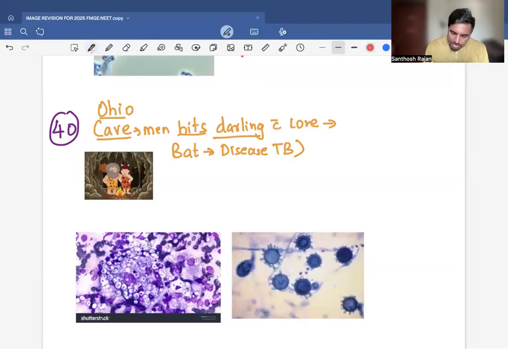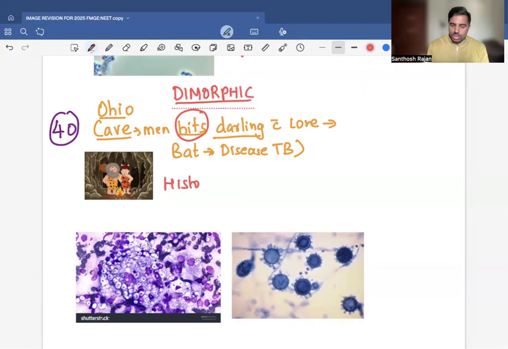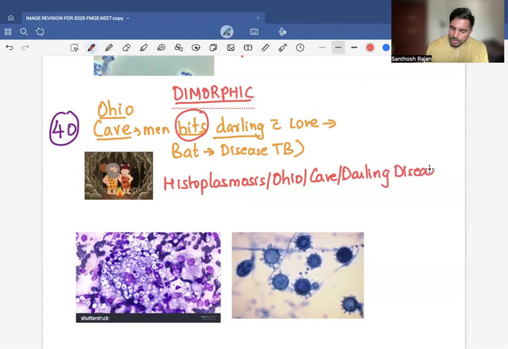The disease name starts with HIT, so it is Histoplasma. Now we are all talking about dimorphic fungi. Of course, Sporothrix also we did. Now all the dimorphics. Histoplasmosis, the disease. We call it Ohio disease, caves disease, or darling disease. Everything is the same. They can ask you anything. These are all the other names. In the cave he was trying to hit, and the disease is usually spread by the bat.